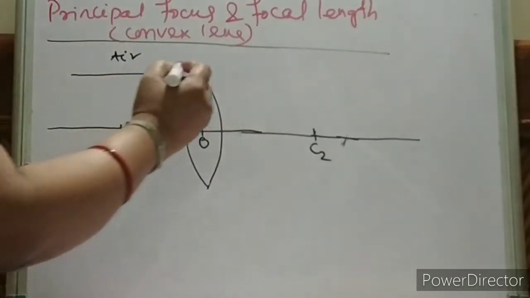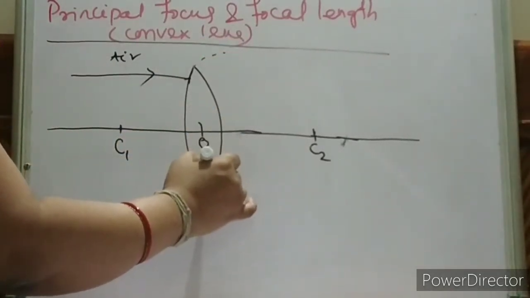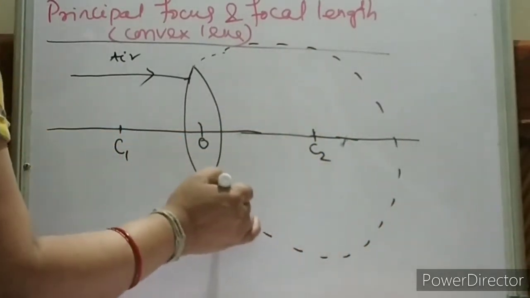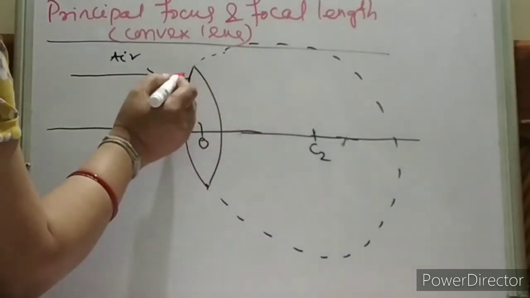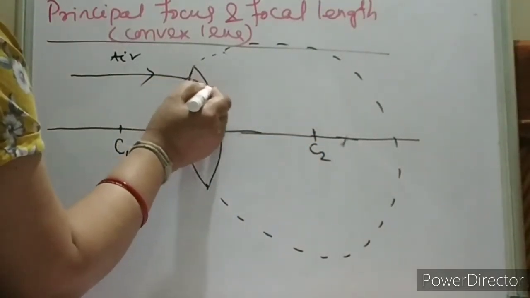For this case, because we are considering this part of the lens, tell me, which center of curvature will you join? Obviously, you will join this one. So this is the normal. Okay, let me do it like this.